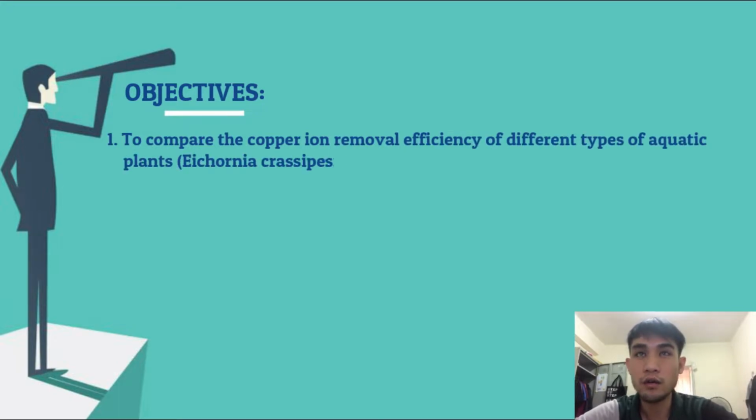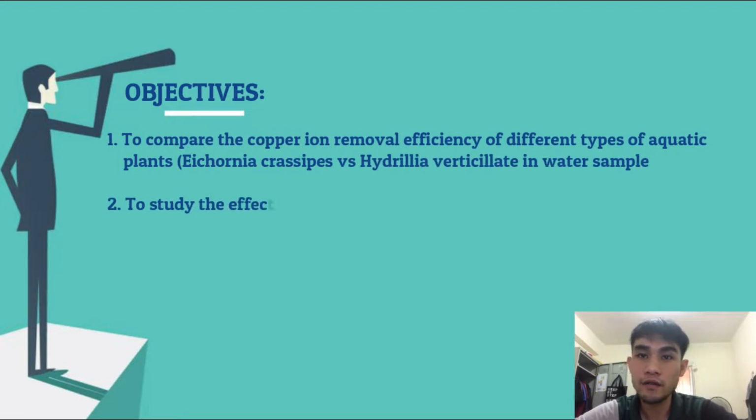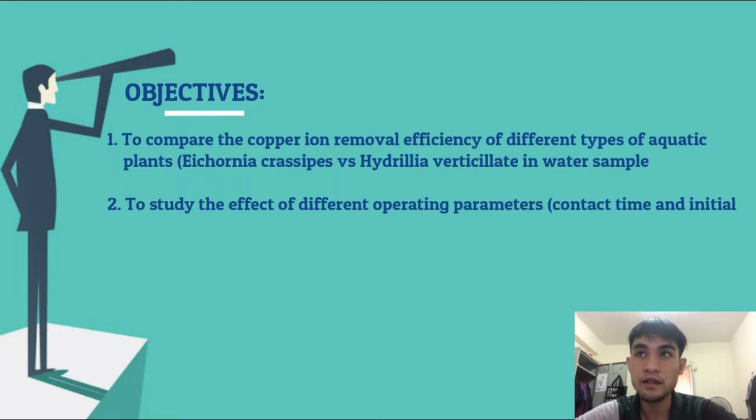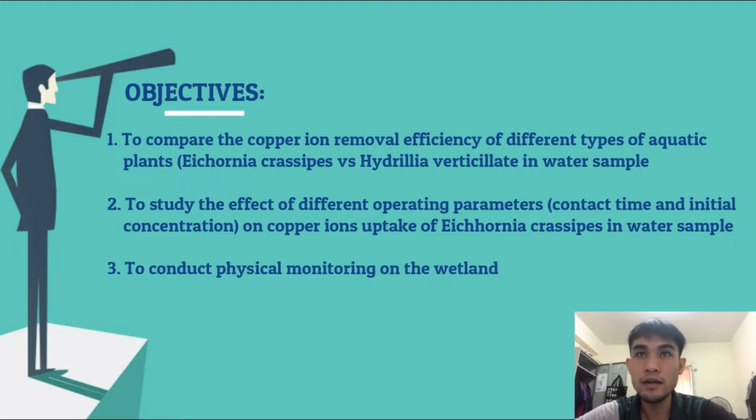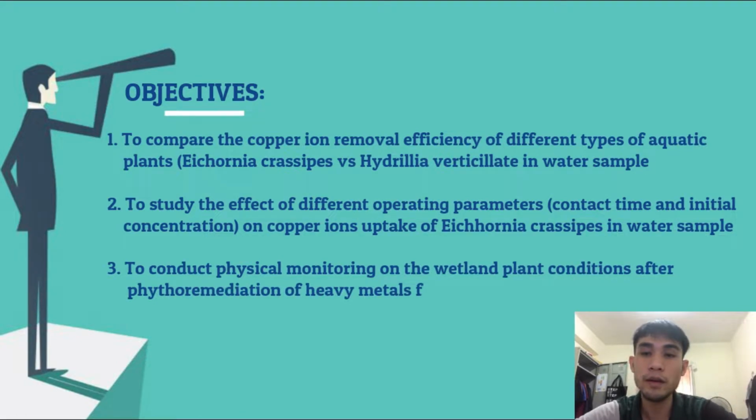The objectives of this study are, first, to compare the copper ion removal efficiency of different types of aquatic plant in water sample. Second, to study the effect of different operating parameters in terms of contact time and initial concentration on the copper ion uptake in the water sample. Third, to conduct physical monitoring on the wetland plant condition after phytoremediation of heavy metal from the water sample.